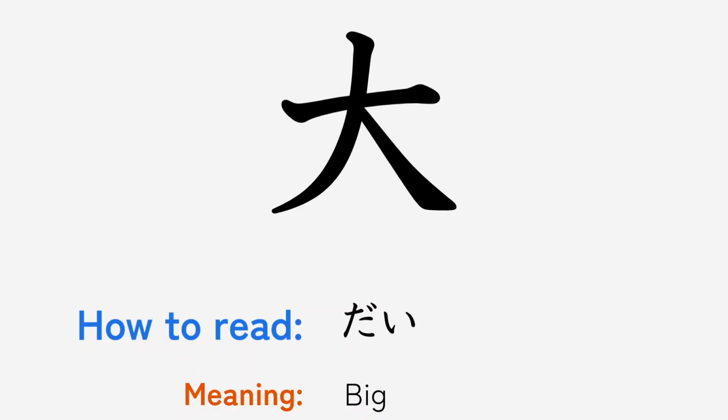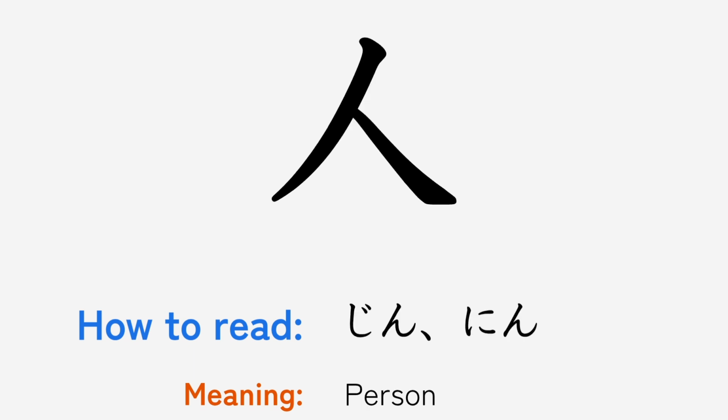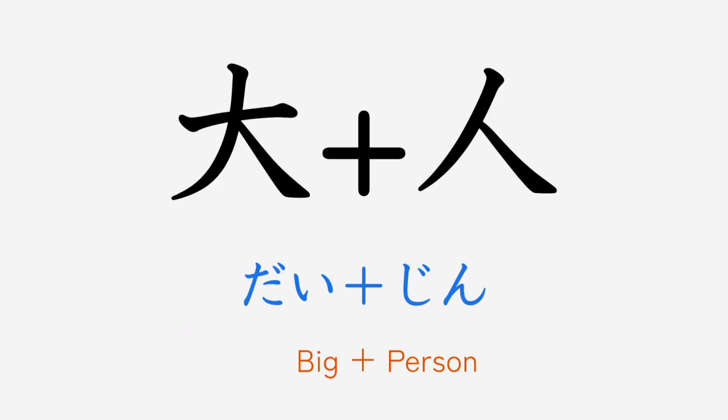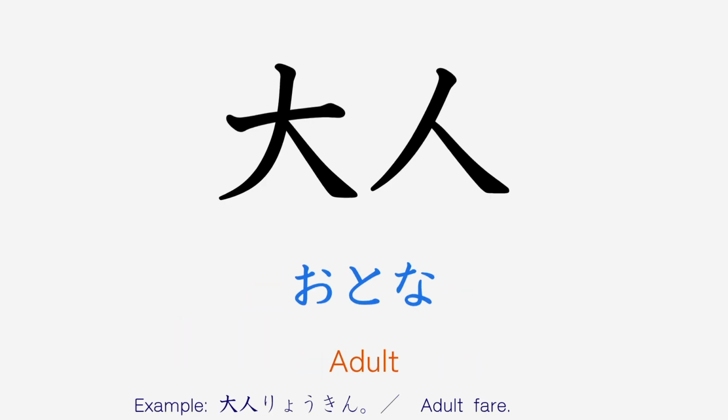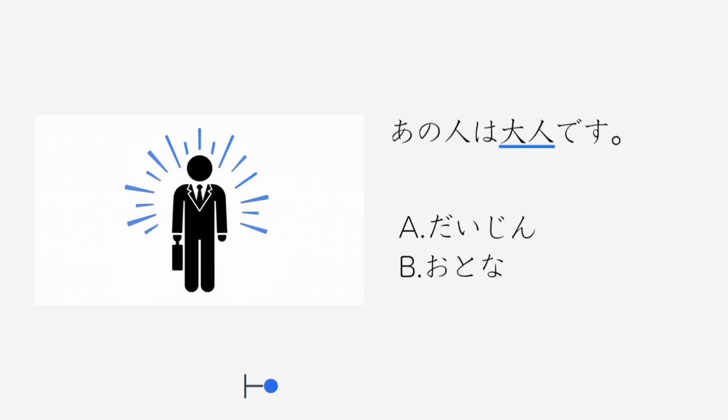大 means big. 人 means person. A big, fully grown person is an adult. The special reading is 大人. How do you read the underlined kanji? The answer is B.